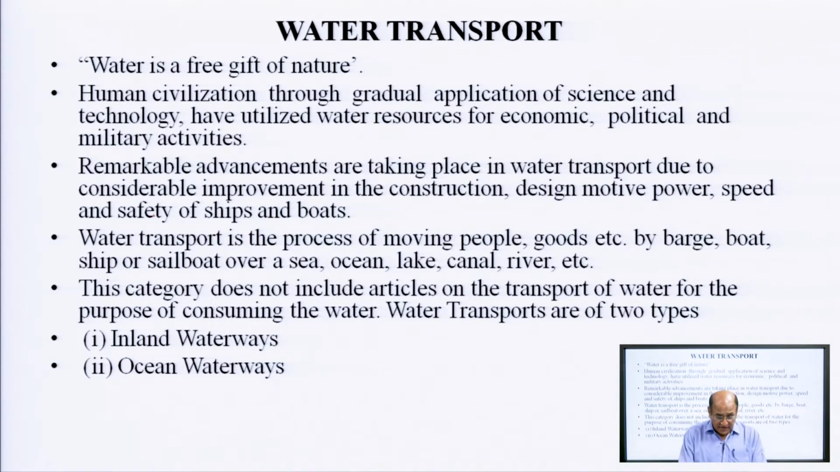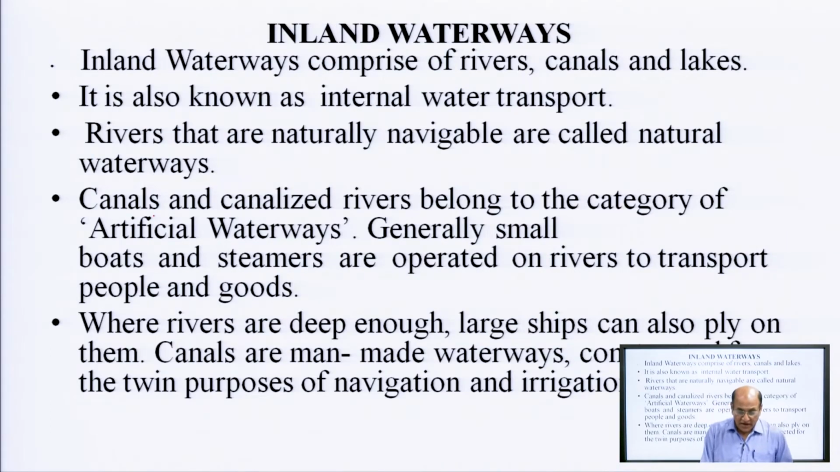The category does not include articles on the transport of water for the purpose of consuming the water. Water transport is of two types. One is inland waterway and another is ocean waterway. Inland waterway comprises rivers, canals and lakes. It is also known as the internal water transport system.